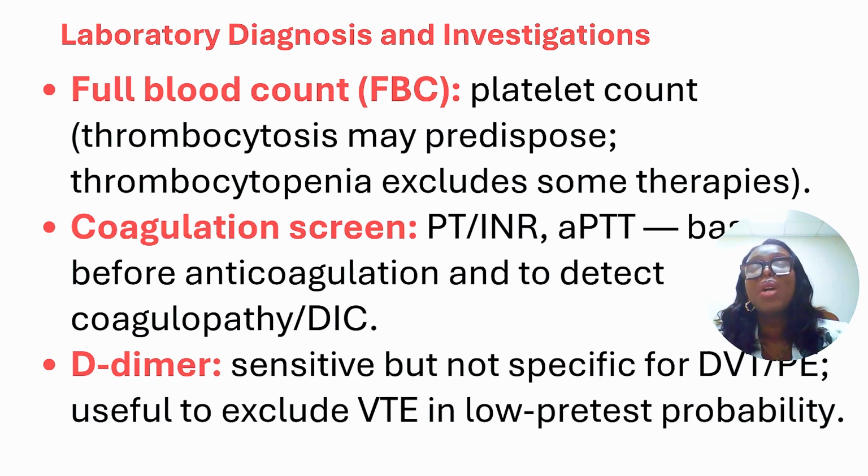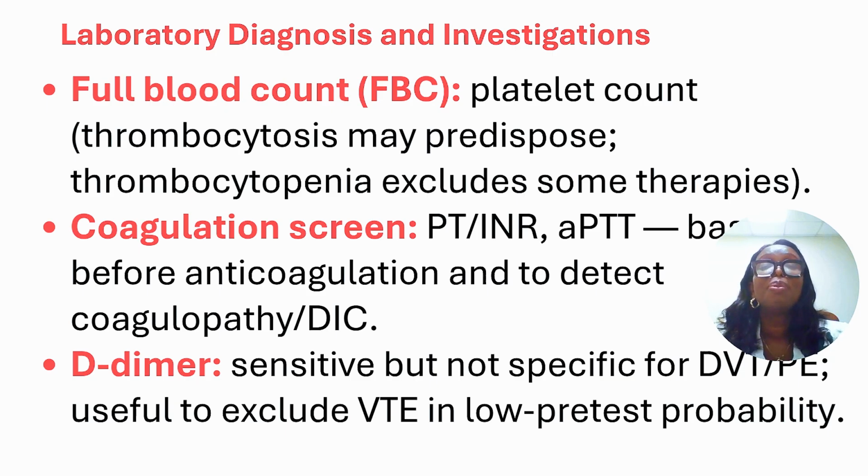And then we look at the coagulation screen, where we do the prothrombin time test, international normalized ratio, and activated partial thromboplastin time test. This gives a baseline before anticoagulation, or helps detect coagulopathy or disseminated intravascular coagulation. And then a D-dimer test is also done.